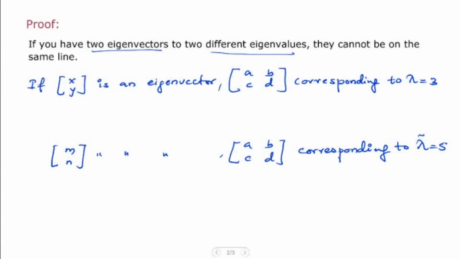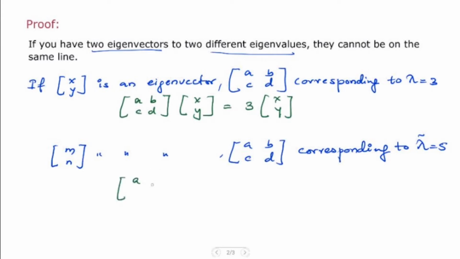So what it means here is that the matrix A, B, C, D times the eigenvector x, y is equal to the eigenvalue 3 times the eigenvector x, y. So that's by definition here, and here also it means A, B, C, D times m, n is equal to 5 times m, n.